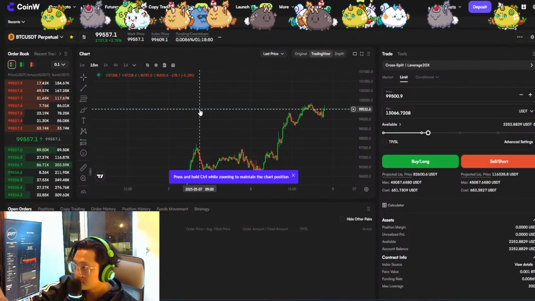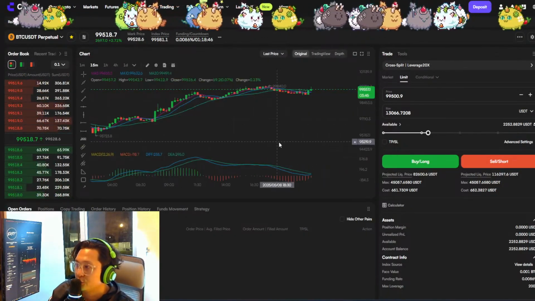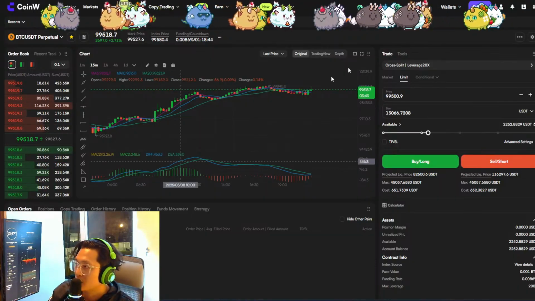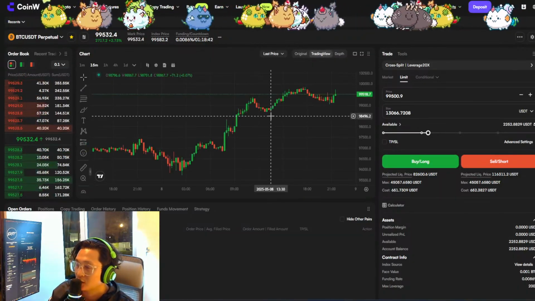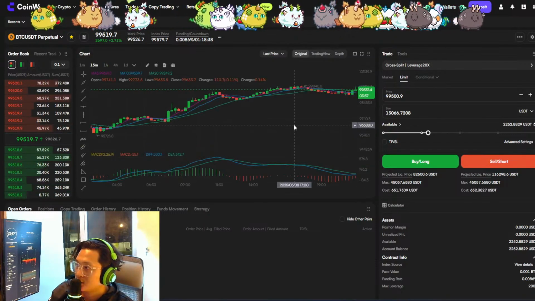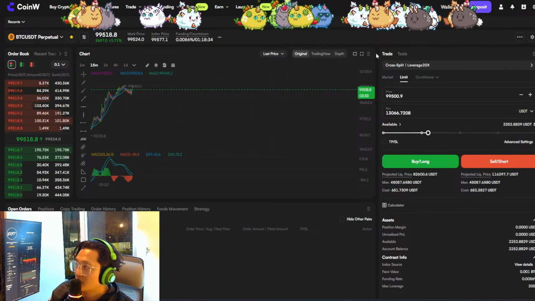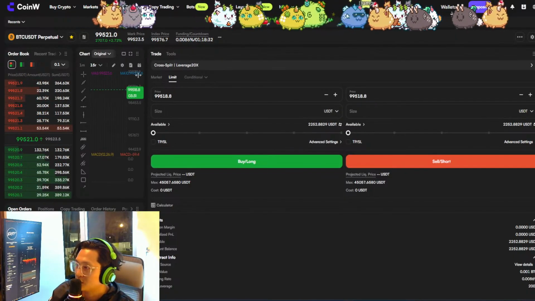So in here, the chart, you have the original, which is from CoinW, and this is the TradingView chart. And sometimes I prefer to check, since I don't see this one much, and I use this to just open positions.